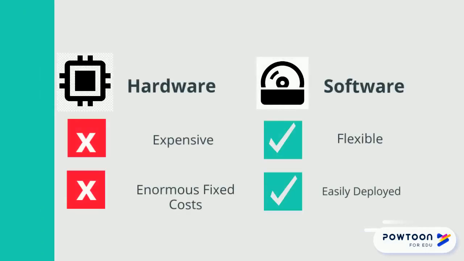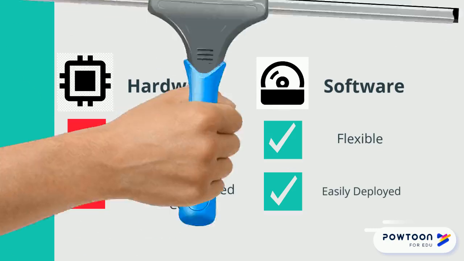The reason why these services provide the highest profit margin in relation to other product categories is because of the benefits that software and services have. Software is flexible and easily deployed, whereas hardware is expensive and has enormous fixed costs.